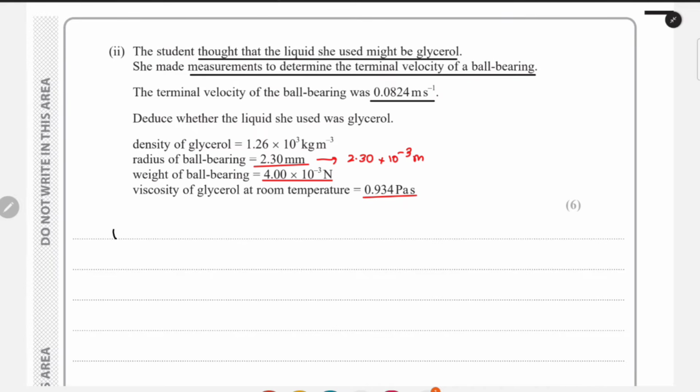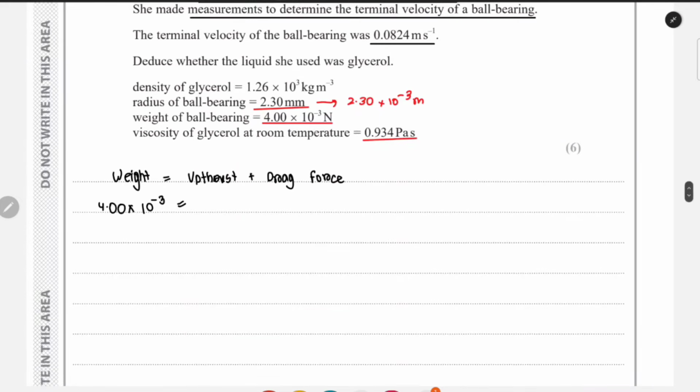In this scenario, we have to use the equation: weight equals upthrust plus Stokes drag. The weight is given, so the weight of the ball bearing is 4.00 × 10^-3. The upthrust will be ρVg.